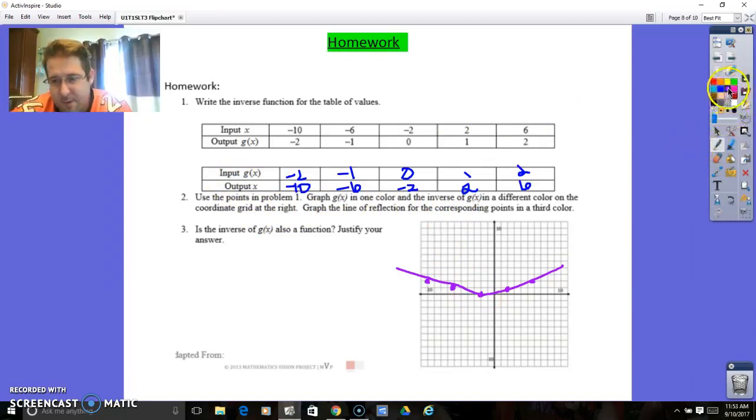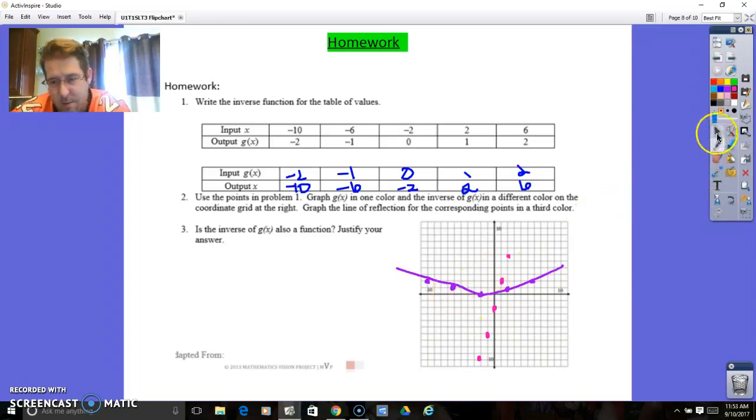And then the inverse. So I'm going to choose a different color. Negative 2, 10, negative 2, negative 10. Down there. Negative 1, negative 6. 1, 2, 3, 4, 5, 6. 0, negative 2. 2, 6. Alright, 2, 1, 6, 2, just double check.